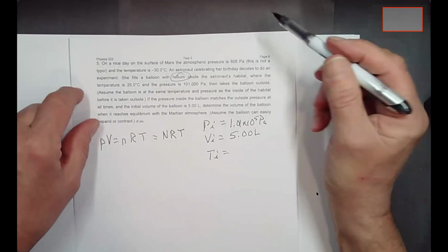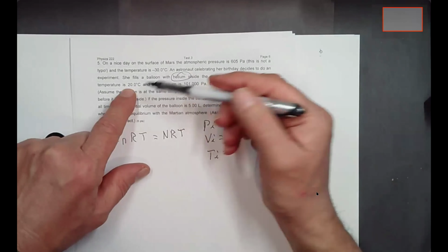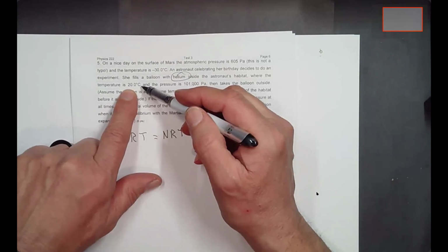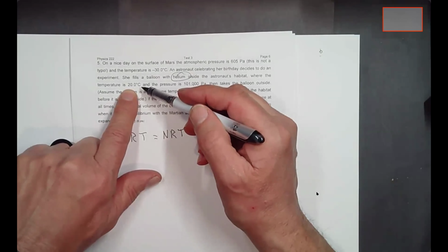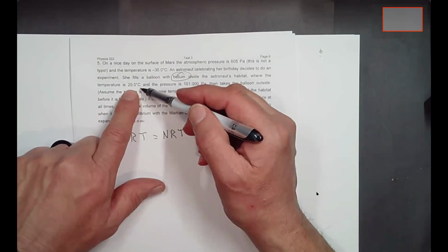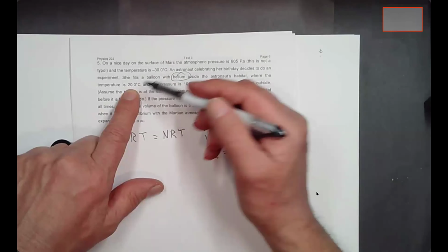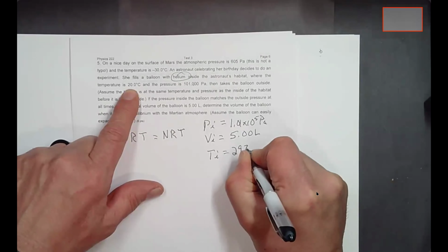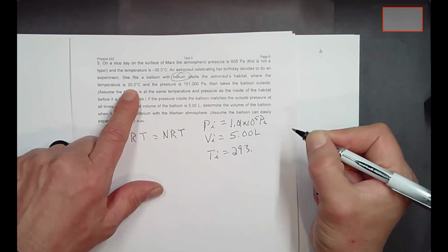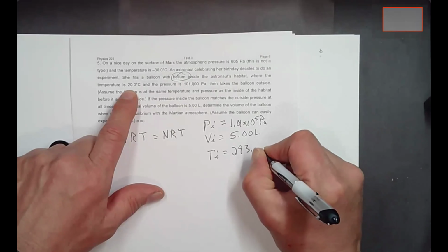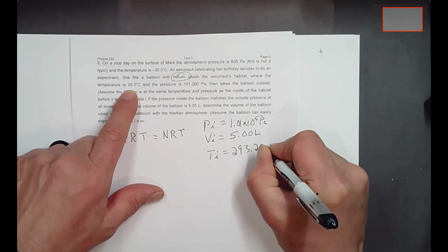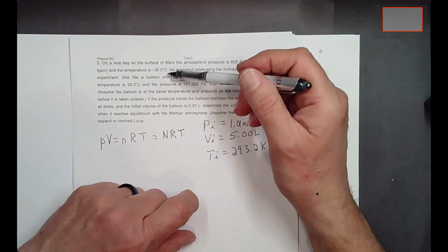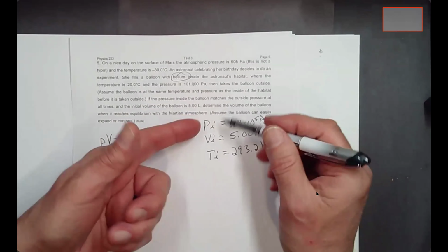The temperature is, I think it said 20.0 degrees Celsius, which would be, take the Celsius temperature and add 273.15, and you'll have the Kelvin temperature. So you'd actually get, let's see, 293 point, well, we've only got one sig fig, so I'd call this 293.2 Kelvin. So that's the initial conditions.